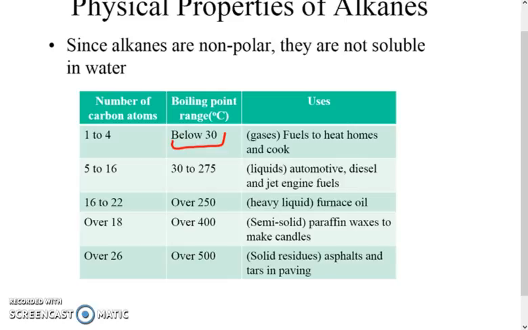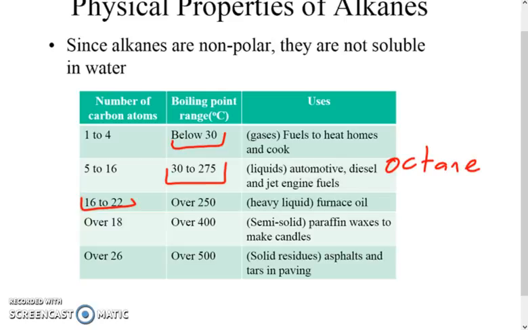Now, if we've got somewhere between 5 and 16 carbons, well, then it's going to have a boiling range between 330 to 275. These are liquids. The example I can think of off the top of my head is octane, which is one of the hydrocarbons that's in our gasoline. Now, if we get between 16 to 22 carbons, we get a really higher boiling range, which is used in furnace oil.